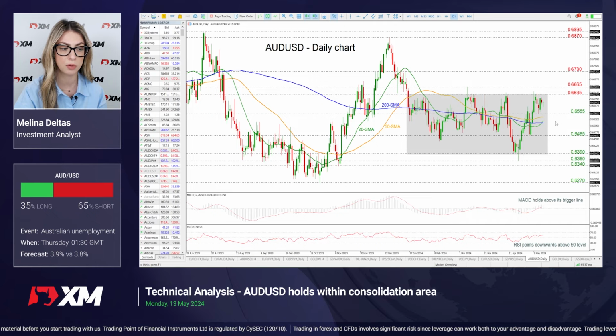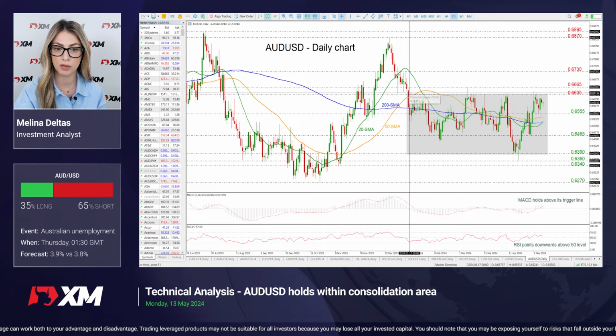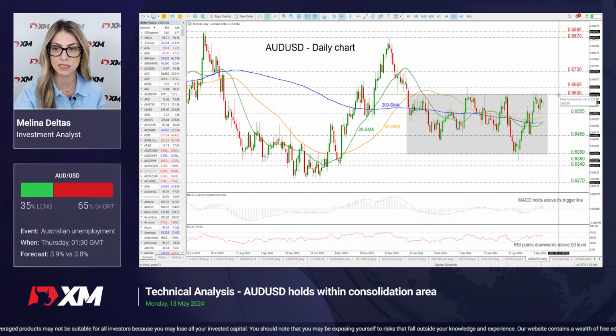Now looking at the Australia's employment report, after the Reserve Bank of Australia decided to maintain a neutral stance, traders in Australia will now turn their attention to the country's employment report on Thursday. It is anticipated that the report will show a slight increase to 3.9% from the previous rate of 3.8%. Currently, the market is holding within this trading range since the mid of January, with upper boundary the 0.6635 and lower boundary the 0.6390.